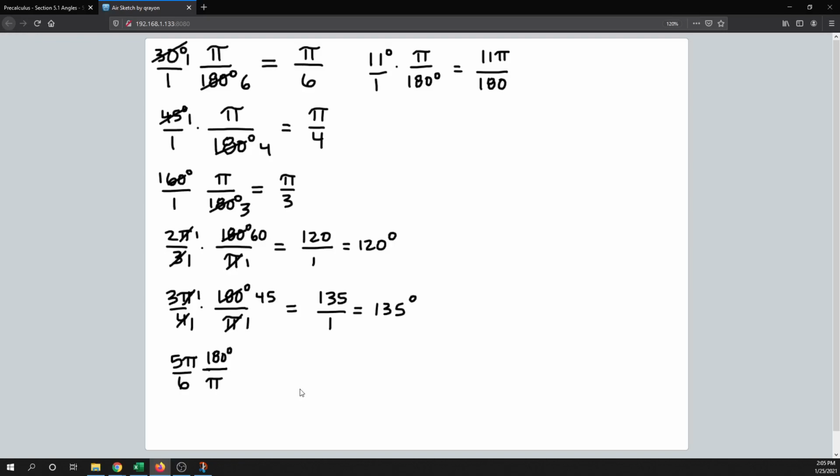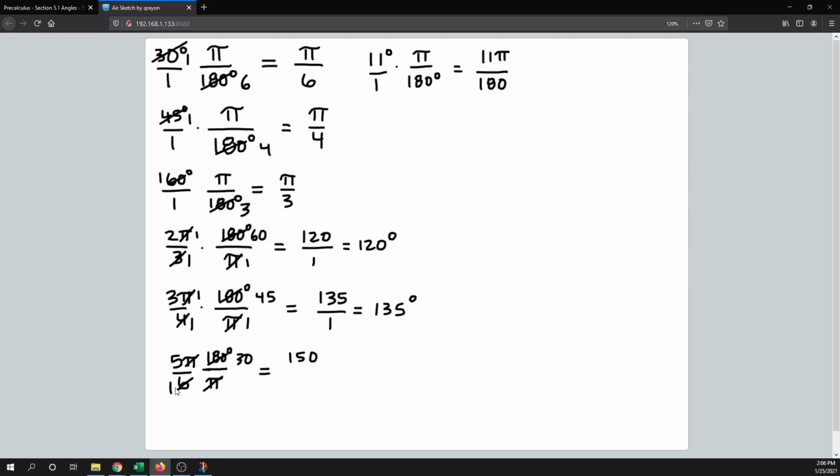And so again, I am going to cancel and then multiply. You can do it the other way, it's fine. It's just probably a little less efficient, a little more difficult to do it that way. And then 6 goes into itself once. It goes into 180 30 times. And then multiplying across the tops, 5 times 30 is 150.